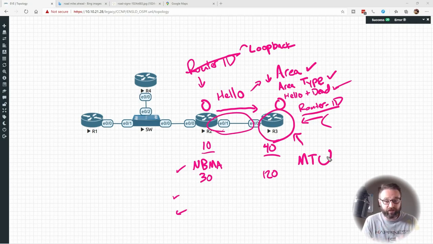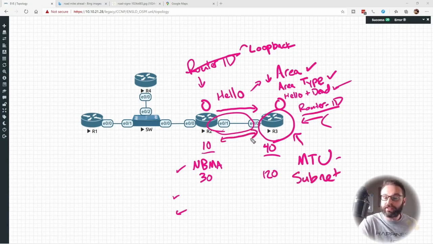If we don't have matching MTUs, it will get stuck trying to come to life as it's trying to exchange data about the routes to each other. And then the last thing that has to match here is the actual subnet itself. These two devices have to agree that they're talking on the same subnet because of how creating that map actually works. They have to agree on what network they're actually speaking on, and then what networks or routes they can transmit over that. So we have a lot of things that have to match: area, area type, hello and dead timer, MTU, and subnet, and then one thing that cannot match, which is the router ID.